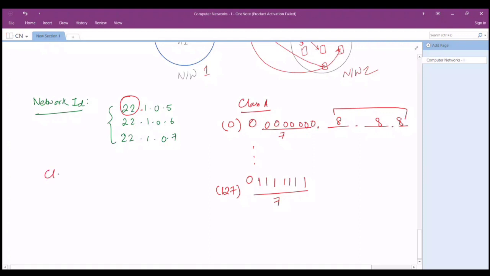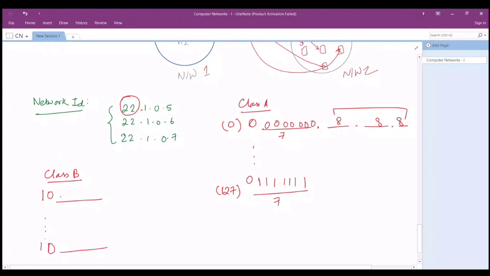Similarly, for class B, it would be what? In class B, we have 1, 0, followed by 6 bits. Then it goes till 1, 0, again followed by 6 bits.